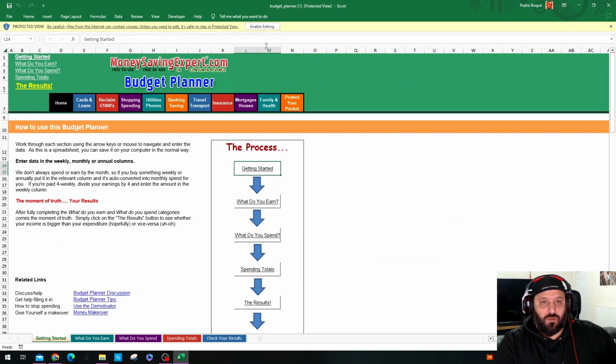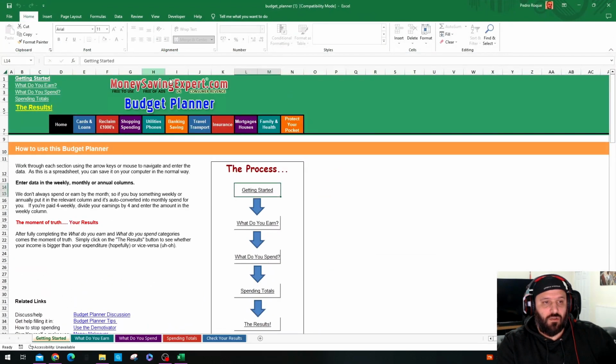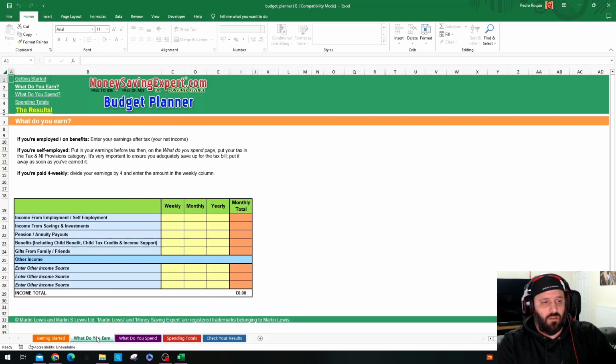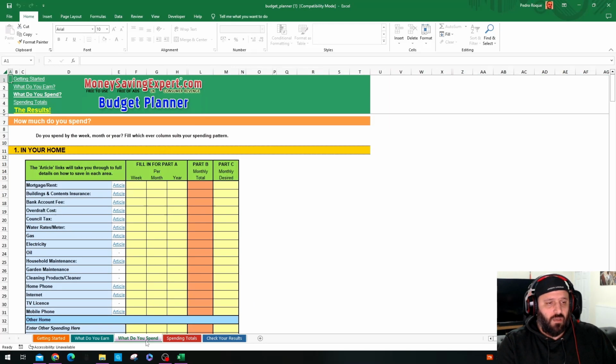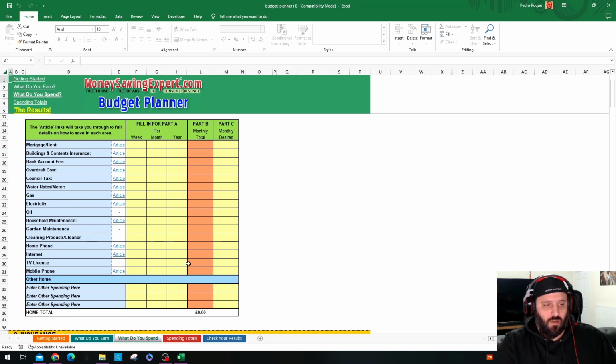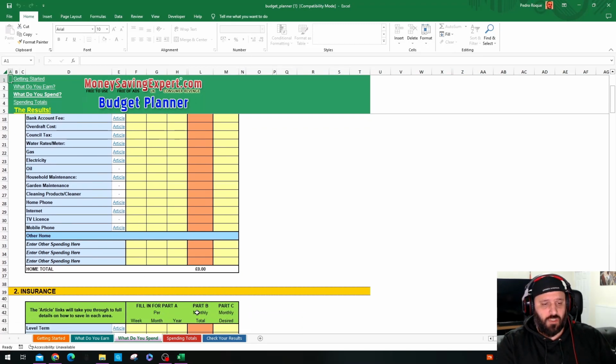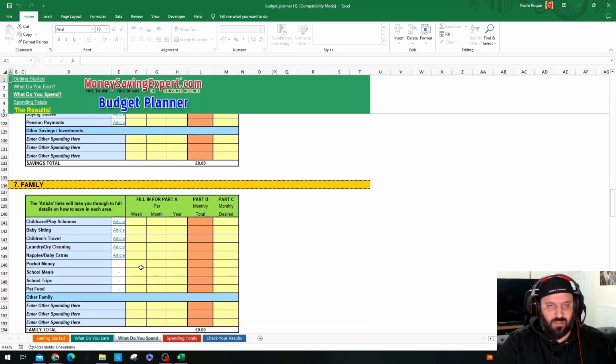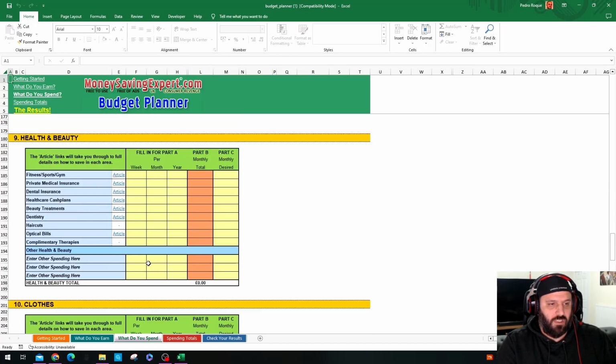So this budget is full with links to Money Saving Expert. You got all the related links. You can discuss, find help if you want to fill it in, and basically you got all the instructions here. You got weekly, monthly, and yearly income and expenses. What do you spend? You got all the options over here. You can add options into it. It's really done in detail, if I want to be honest.